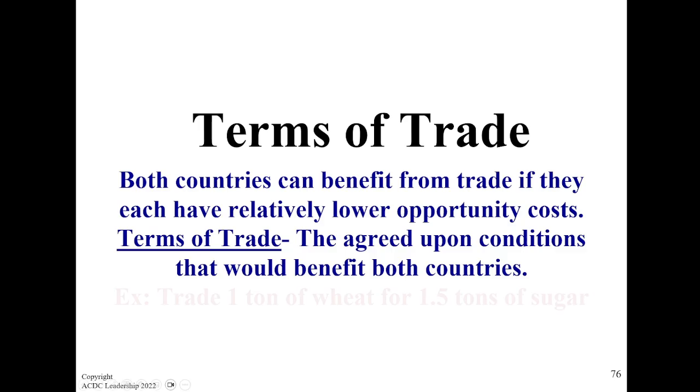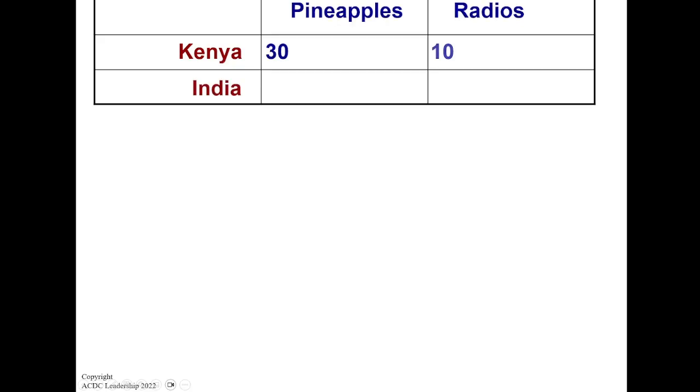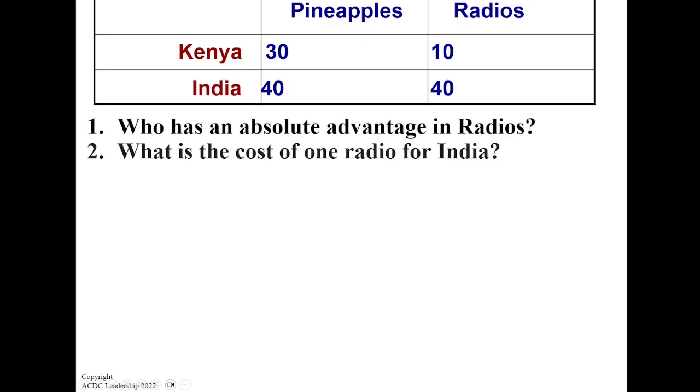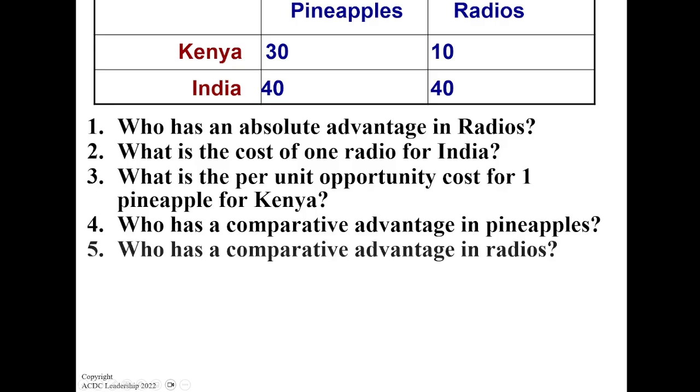So, for example, say Kenya and India. This will soon become something you instantly know off the top of your head. Kenya, to produce 1 pineapple, gives up 1/3 of a radio. India has to give up 1 pineapple to produce only 1 radio. So Kenya is the one producing pineapples. India is the one producing radios. Pretty simple. So who has comparative advantage in what?